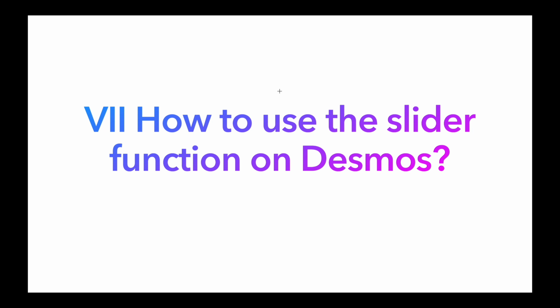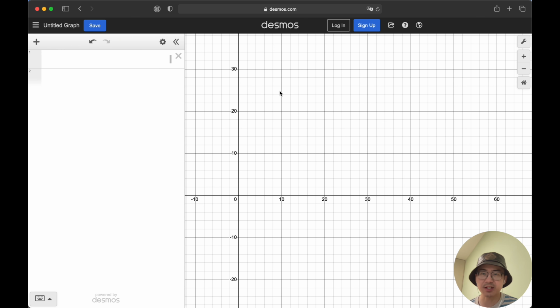Today in this video I'm going to show you how to use the slider function on Desmos. So first of all, what is the slider function? For example, if you input an equation or function into Desmos, and you have unknown variables apart from x and y, for example letters A, B, R, T, etc., Desmos will always ask you whether you want to add a slider. So let me show you.